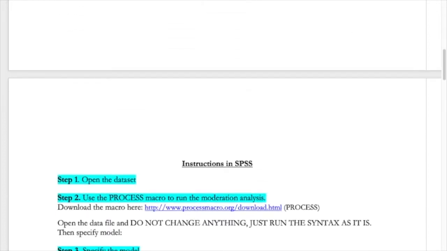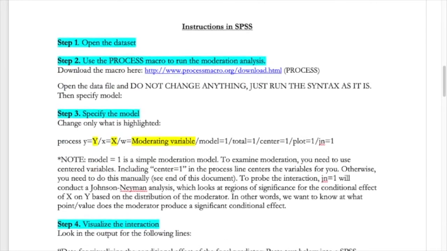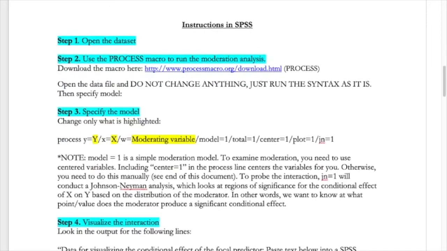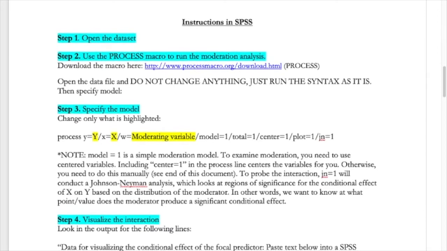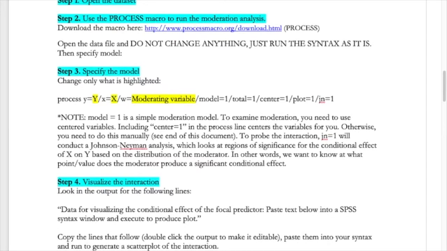So how do we test this in SPSS? First, we already have the data set open, and I've already loaded in the process macro. So if you haven't done that, do that now. Next is to specify the model. So we have what it should look like here. And again, I'll ask you to just pause and write the syntax out for yourself. So pause now, and when you come back, let's see how you did.